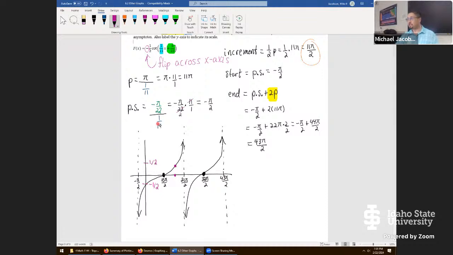So at that stage, we've pretty much done it, folks. This is the complete sketch for cotangent. This is about as bad as it could ever get. Transformation of cotangent.